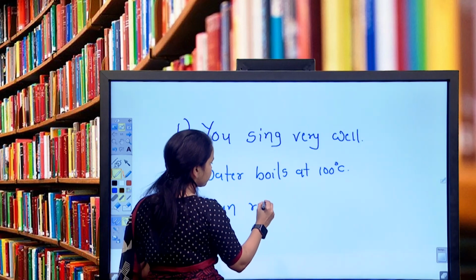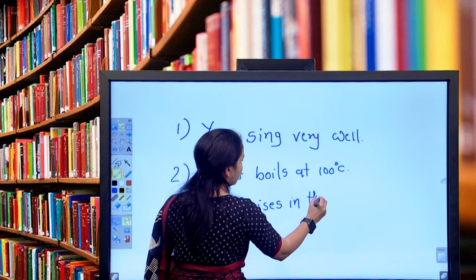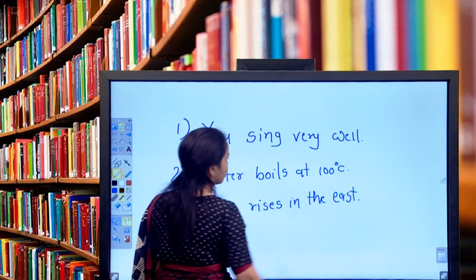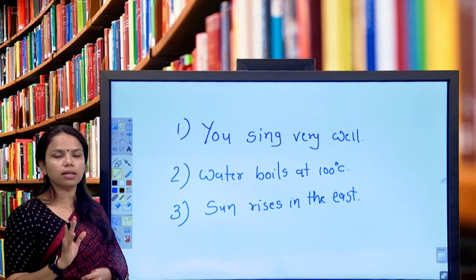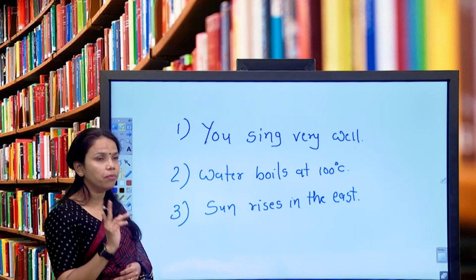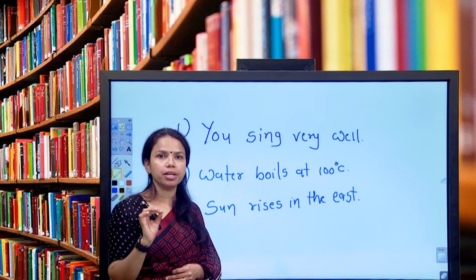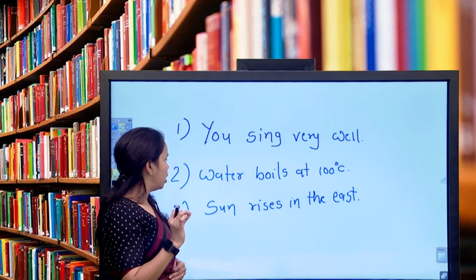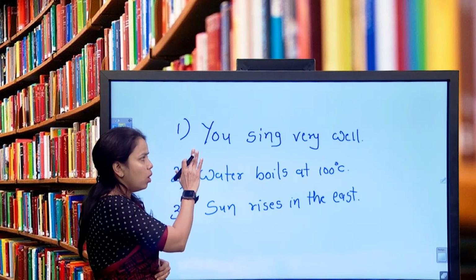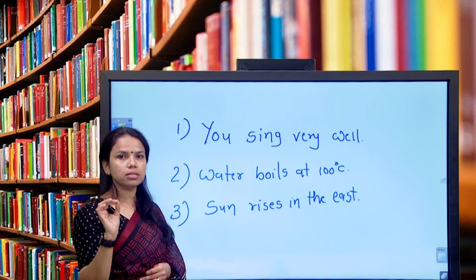Sun rises in the east. These are the 3 sentences. First, you sing very well. Water boils at 100 degree. Sun rises in the east. All the 3 sentences present simple present tense.